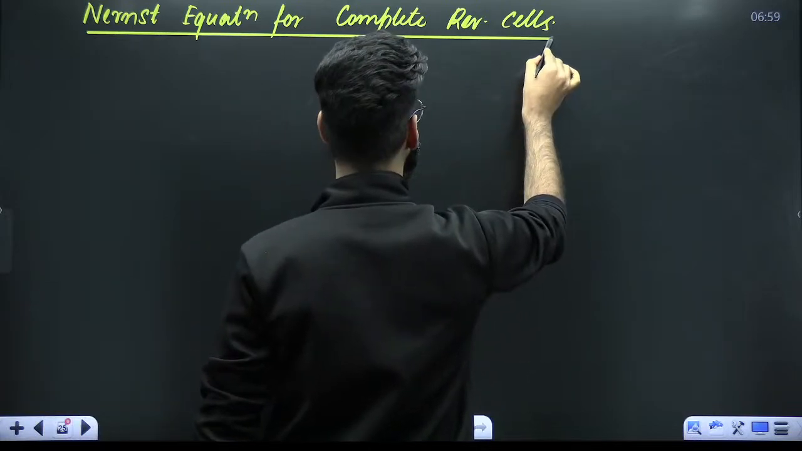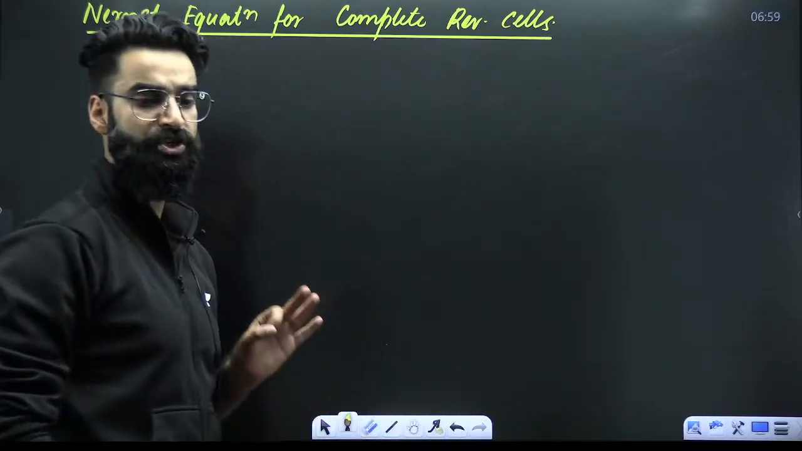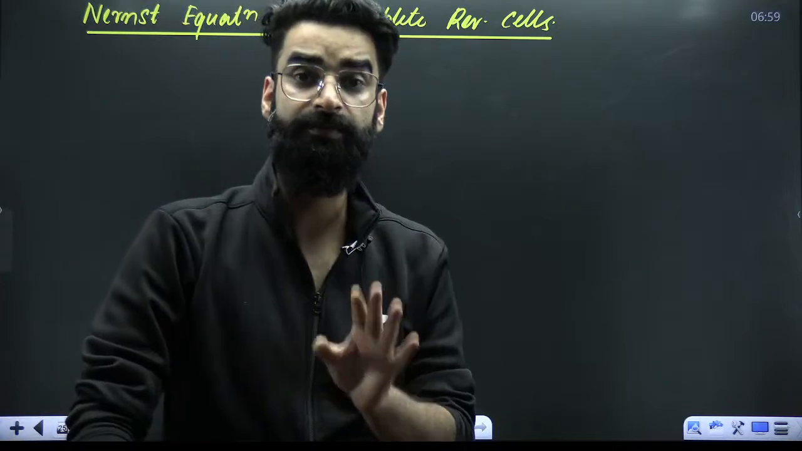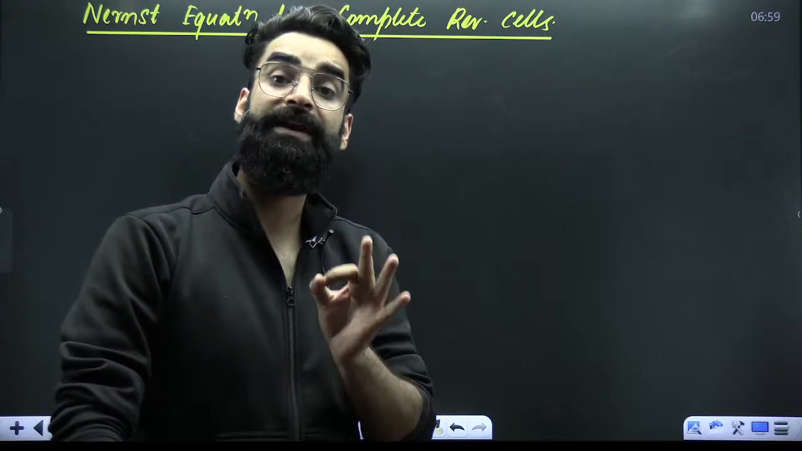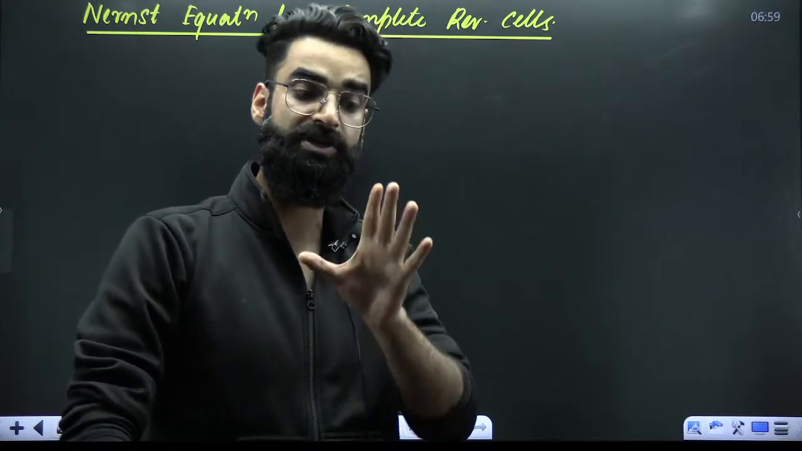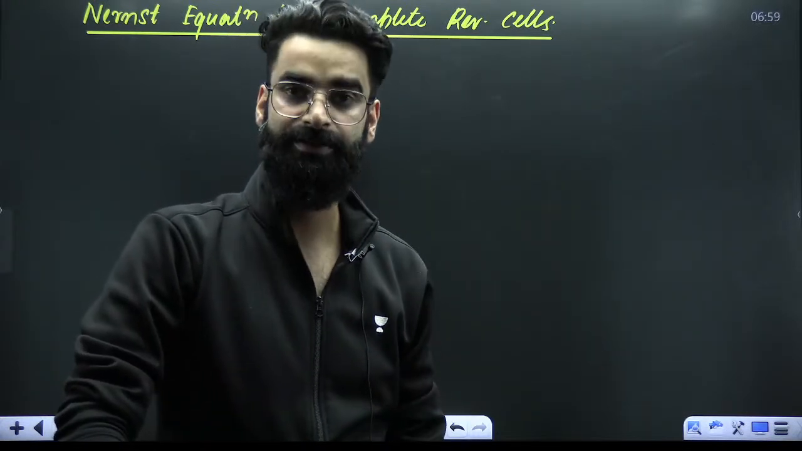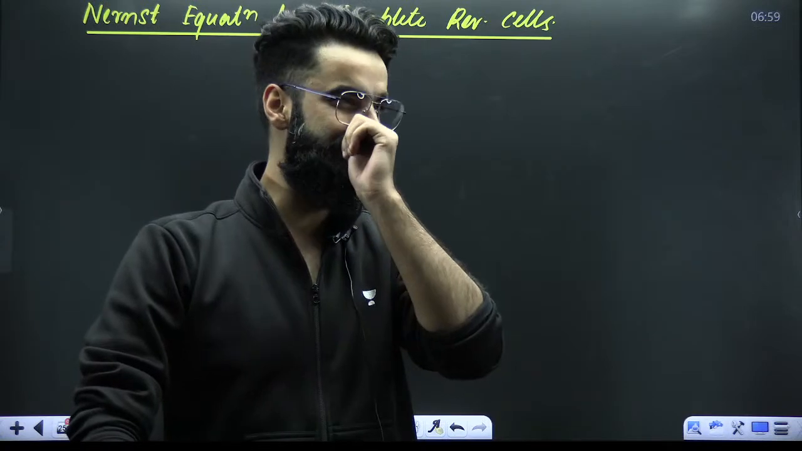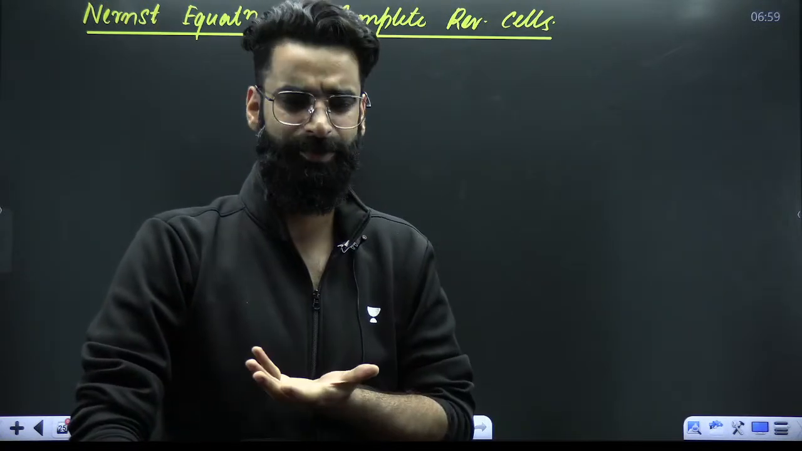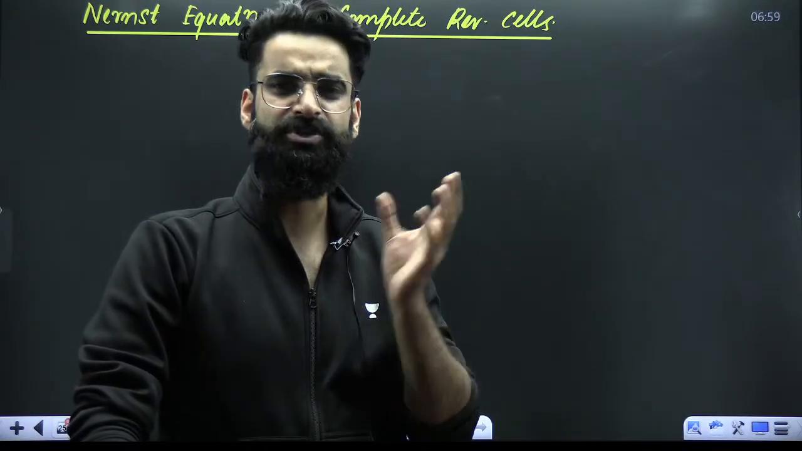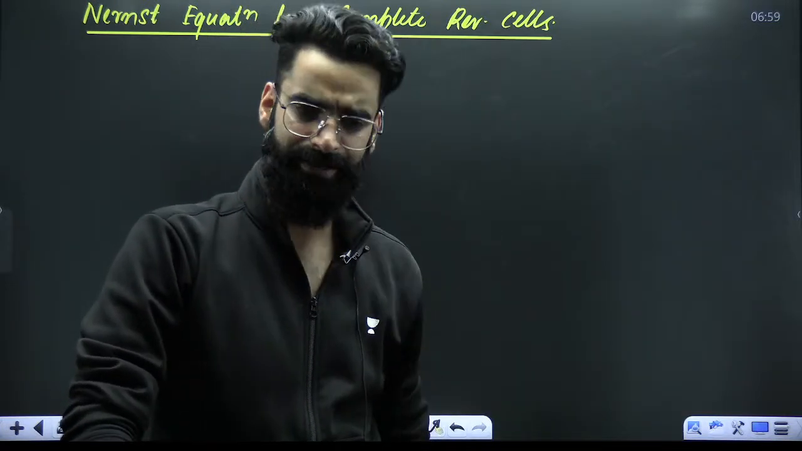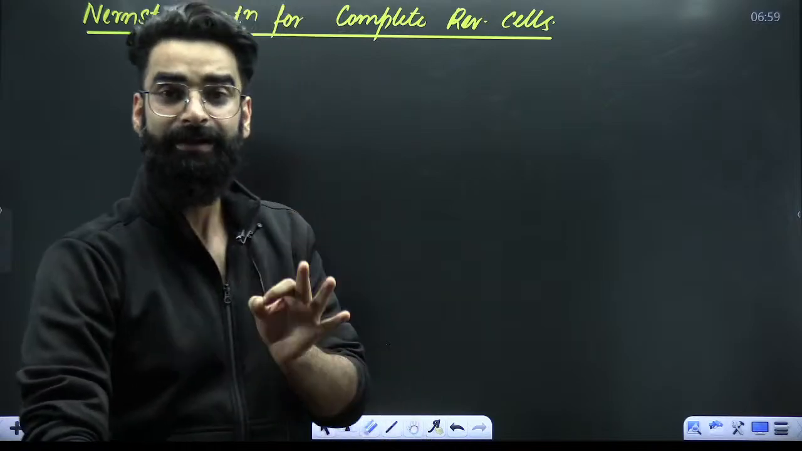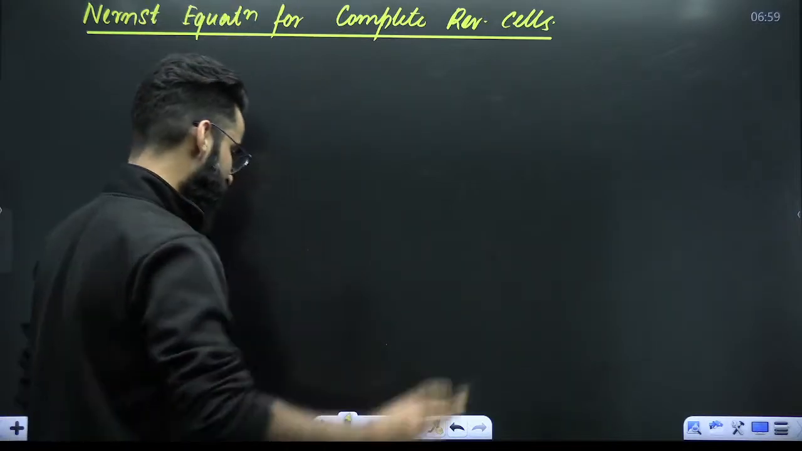Now guys, try to understand. Till now I was showing you how to write the Nernst equation for half cells, right? Why do we need the Nernst equation for half cells? To calculate the oxidation or reduction potential of the half cell under non-standard condition. Now you'll be given a full cell, meaning a complete galvanic cell, in which you have 2 electrodes and both the electrodes are connected externally as well as internally.